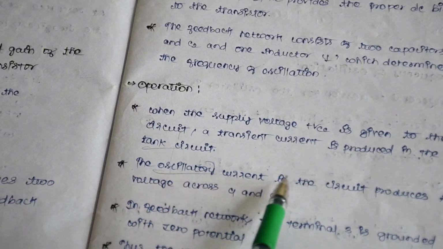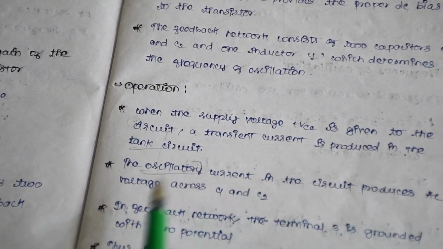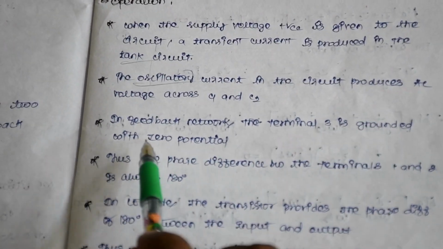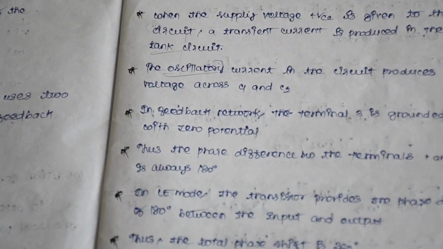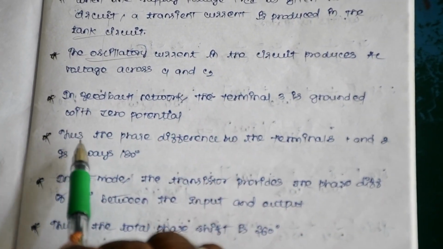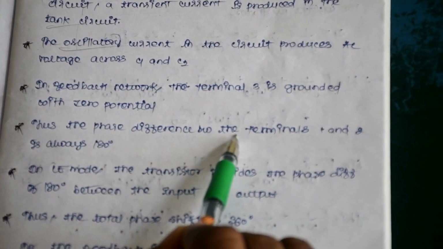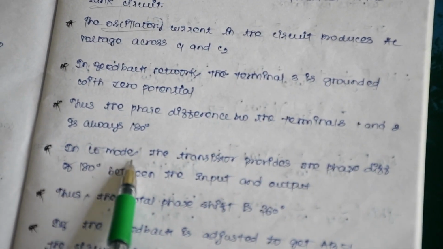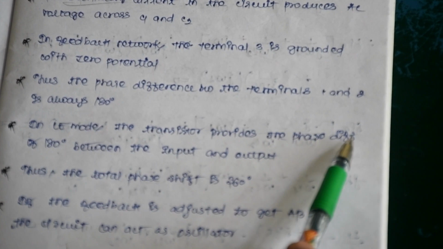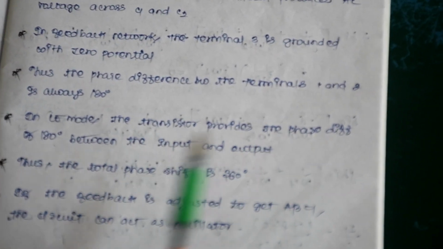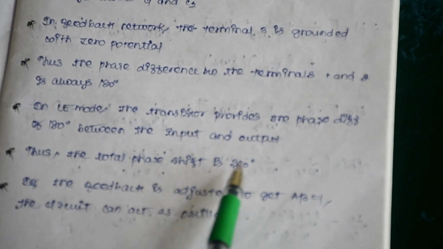The oscillator current in the circuit produces AC voltage across C1 and C2. In the feedback network, terminal 3 is grounded at zero potential. This is terminal 1 and 2, and here we have 3. The phase difference between terminals 1 and 2 is always 180 degrees. In CE mode the transistor provides a phase difference of 180 degrees between input and output. Thus the total phase shift is 360 degrees.